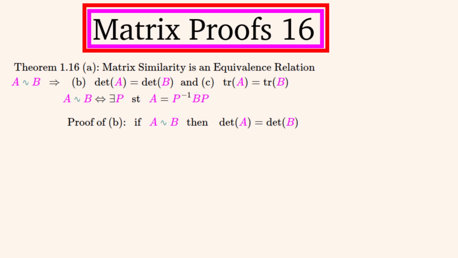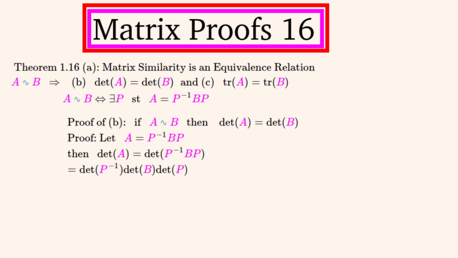Now to prove part B, that if two matrices are similar, then their determinants are equal. I'll prove all of the properties of determinants in a future playlist. So now to prove this, we'll write out A in terms of B. Then we'll take the determinant of both sides. This is a property of determinants. We can split this into the product of three determinants. This is also a property of determinants. We can take the -1 index outside of the determinant function. And then finally we can cancel out these terms to get the determinant of B, thus completing this part of the proof.